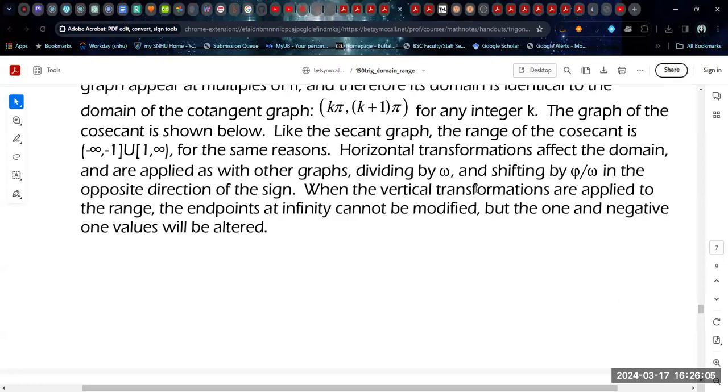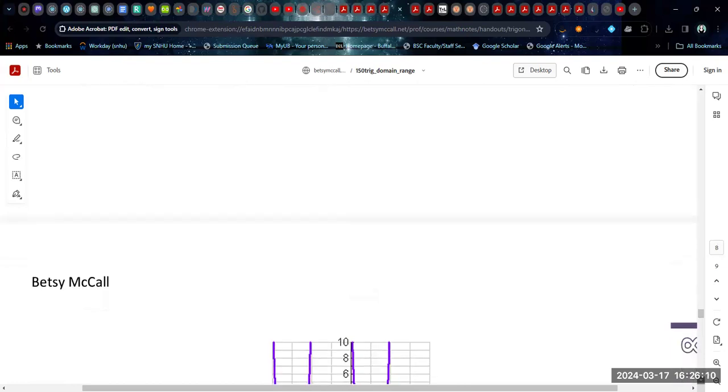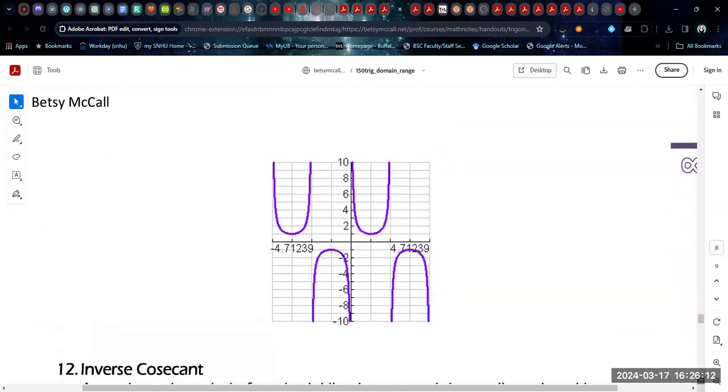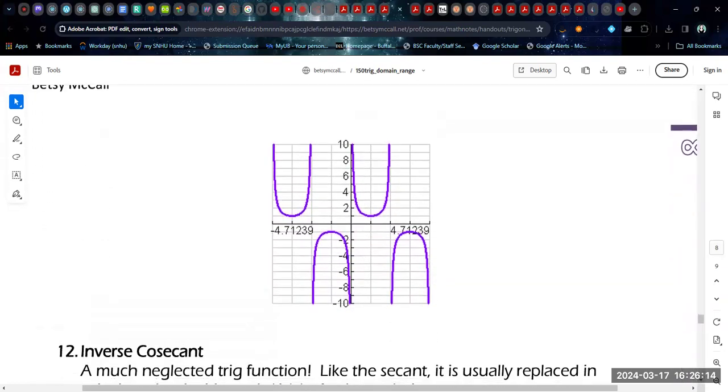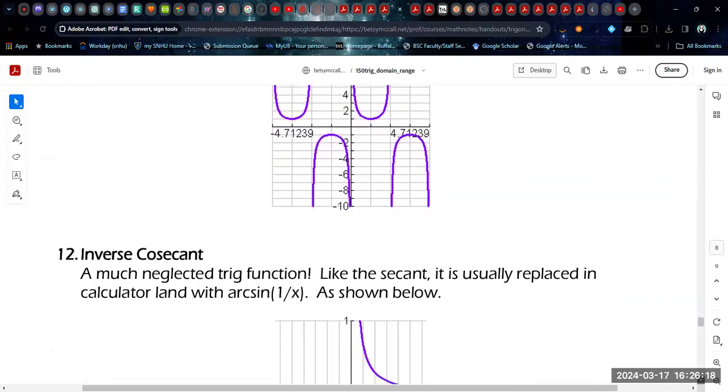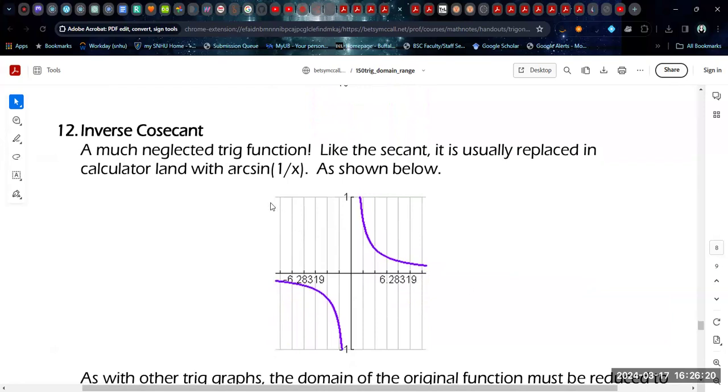And consequently, you do your transformations on the restricted range of the graph in the same way that we would for secant. And again, if we tried to graph this, because there's no inverse cosecant on our calculators, the only way that we can graph it is to graph this as arcsine of 1 over x.